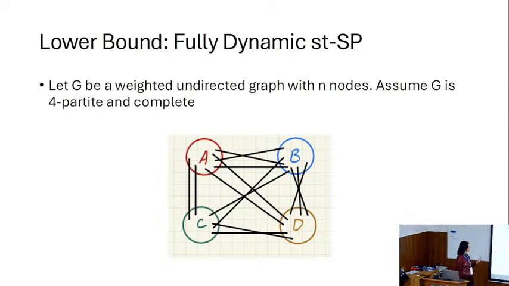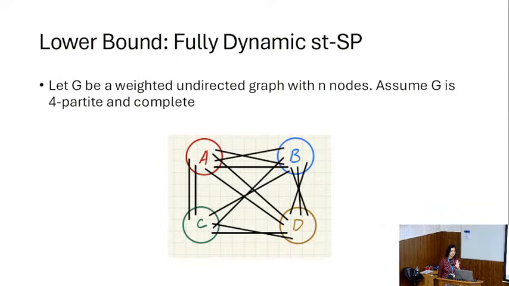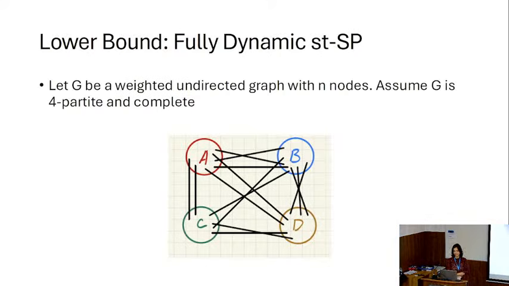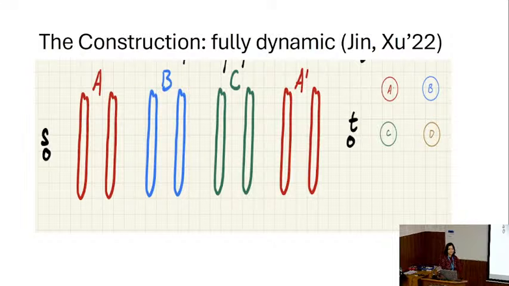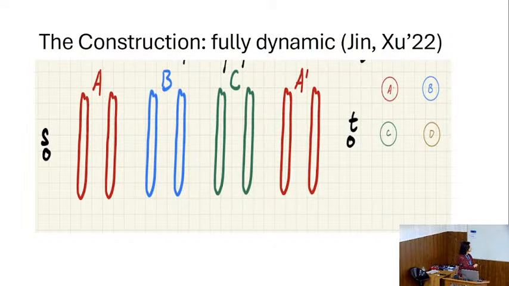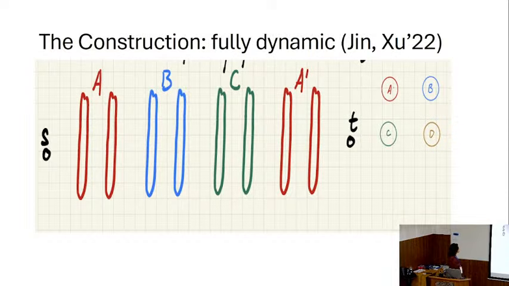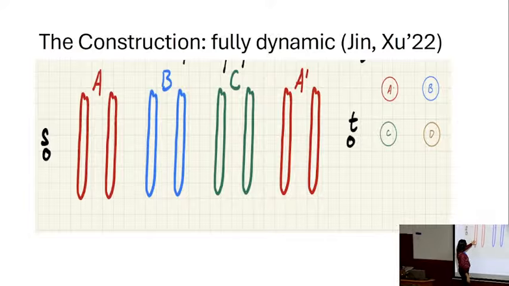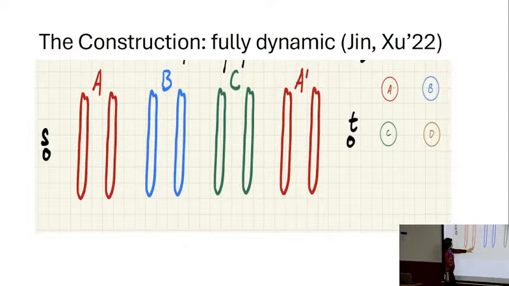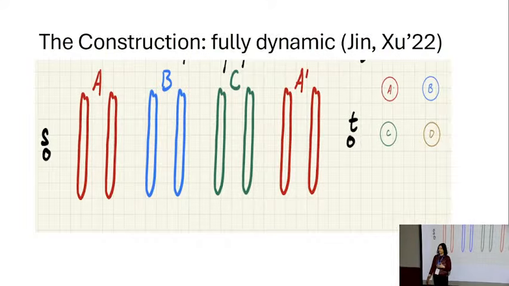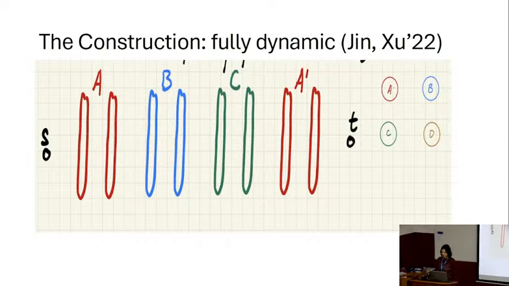And we are also assuming G is complete because we are interested in finding the minimum weight clique. So you can assume this is complete. Okay. So we want to find the minimum weight four-clique in this graph G, and we will be doing so by constructing a dynamic ST shortest path instance. Okay. So here is our construction for the dynamic ST shortest path. So we have S and T, and for each of these parts A, B, C, D, we are creating these two parts here for A, for B, for C, and then we are replicating the part A again in A prime. Okay.